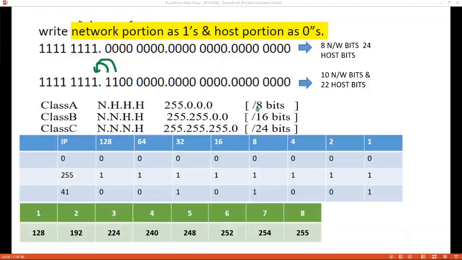Sometimes we will represent the /8, /16, /24 also as subnet mask in our exams. So if they ask you what is the subnet mask and in the MCQ they are having a format of 255, or even if they have the format of /16 or /24 like that, still they are representing the subnet mask, right? So don't get confused in the exam.